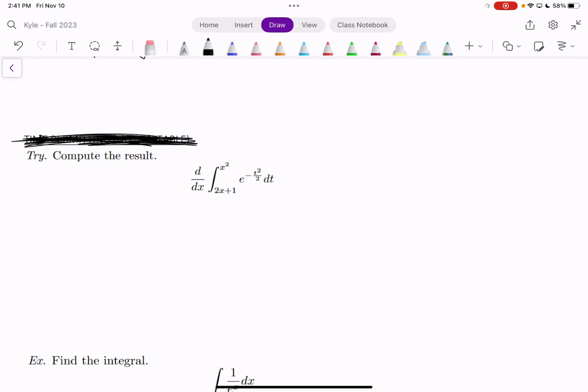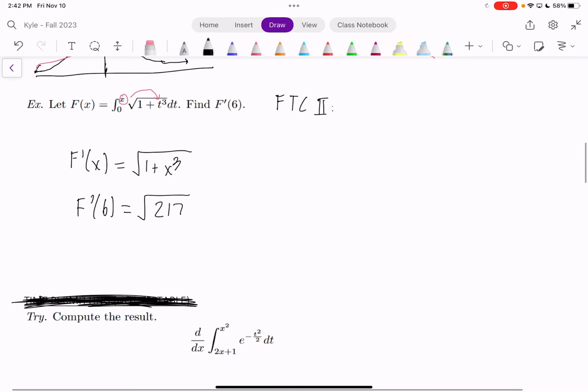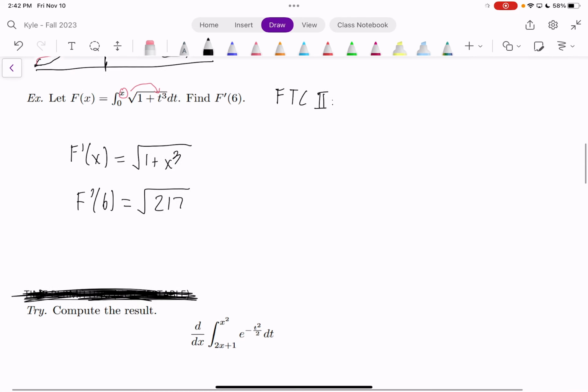So let's take a look at this problem here. Has anyone been able to get a solution for it? I don't remember how to solve it, I don't know what the solution is, so let's try and solve it together, okay? Our question asks us to compute the derivative of this integral. My first question for you is, are we able to apply the fundamental theorem part 2, like in our last question?